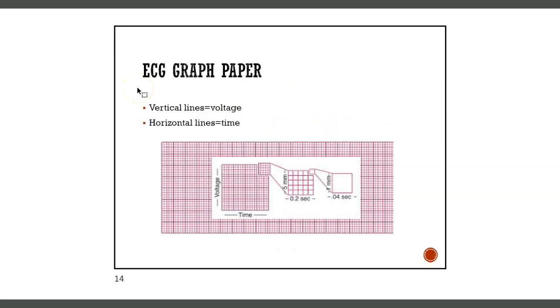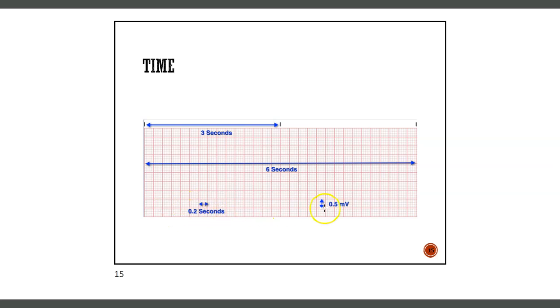In order to interpret your EKG rhythms, you have to really get used to looking at the EKG paper. It is basically full of boxes. The vertical lines are basically the voltage, and the horizontal lines are for the time. Like we talked about earlier, the vertical stands for the voltage, and the horizontal would be time. So each box, this box right here, is basically 0.2 seconds. So for 3 seconds, there are 15 boxes. For 6 seconds, there are 30 boxes.